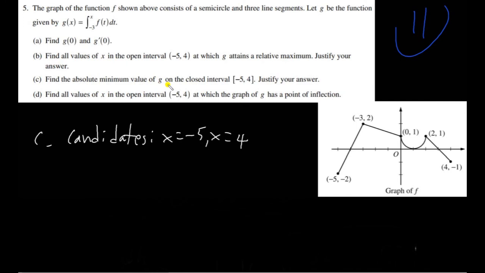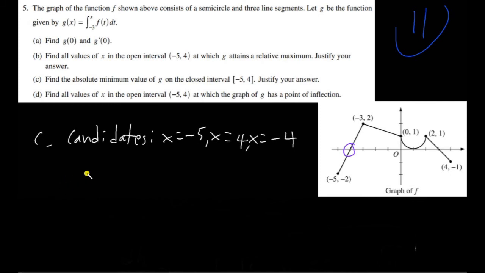Okay, so to figure out where G has a relative minimum, if we follow the same thought process that we followed in part B, we can find out that G attains a relative minimum where it switches from negative to positive, right? So that's going to be right here. Similar to how here it switched from positive to negative, so we knew that this was a relative maximum, here it switches from negative to positive, so here it's a relative minimum. This is at x equals -4. So these three are our candidate points for where G has an absolute minimum.